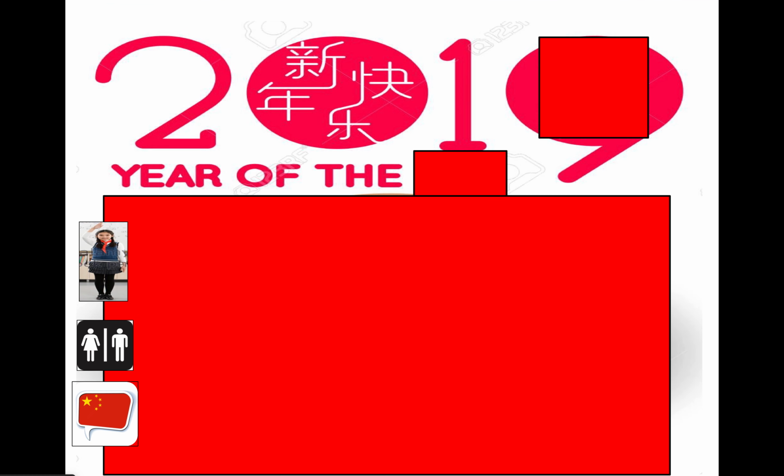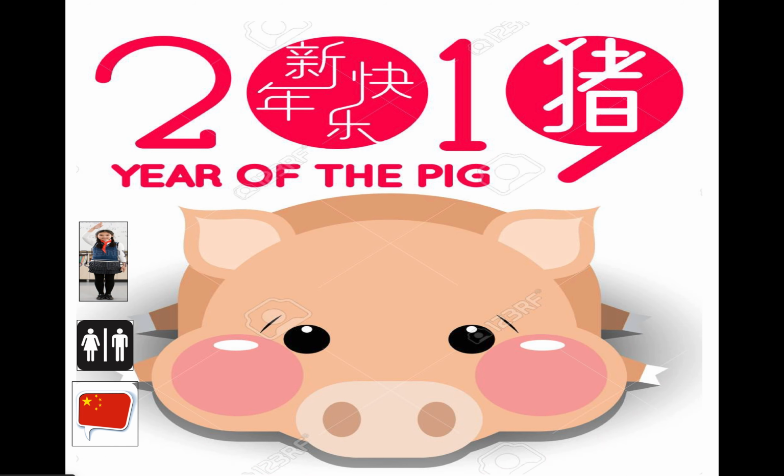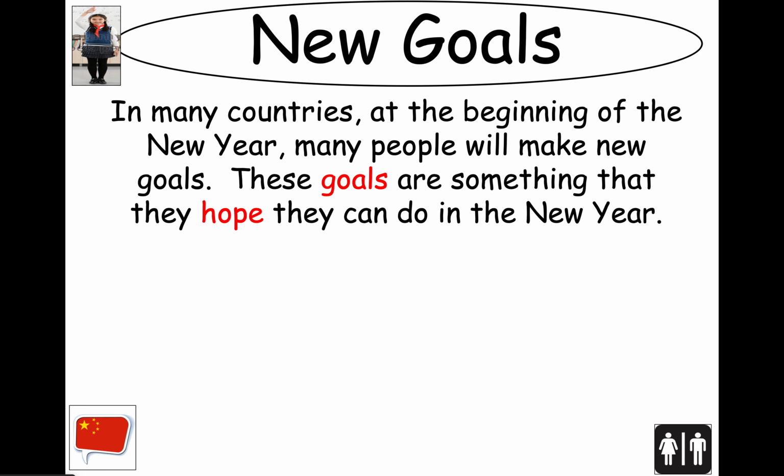Okay? Then I say, 2019 is the year of the, and they'll tell me it's the year of the pig. And I explain this. Okay, I say new goals, and I read it to them. In many countries, at the beginning of the new year, many people will make new goals. These goals are something that they hope they can do in the new year. And I'll ask them, what is a goal? What is a hope? I'll try to see if they know these words.